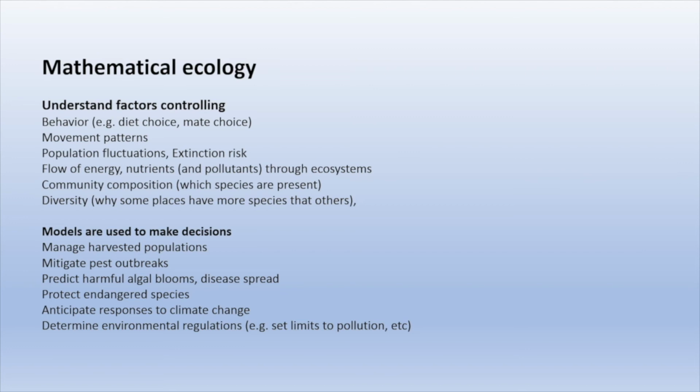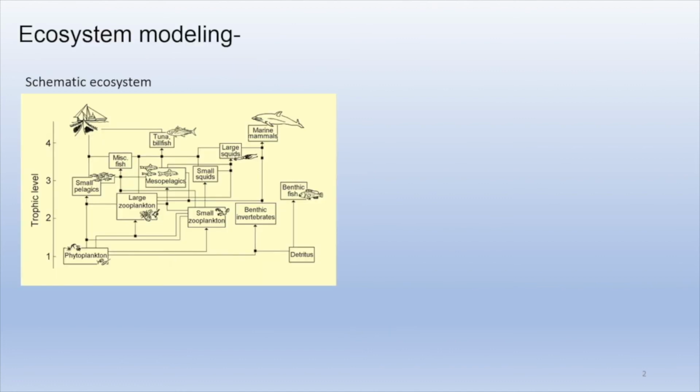But mathematical ecology is also used to guide decision-making in areas that affect the health and livelihoods of millions of people. These areas include managing harvested populations, mitigating pest outbreaks, predicting harmful algal blooms and disease spread, as well as determining environmental regulations such as setting limits to pollution, etc. Now, a lot of my work is motivated by problems in fisheries management. Fisheries is a $1 billion industry a year worldwide, but harvested populations have been declining for decades.